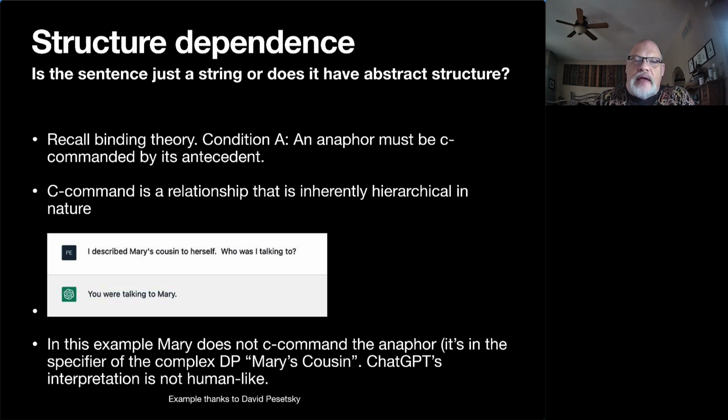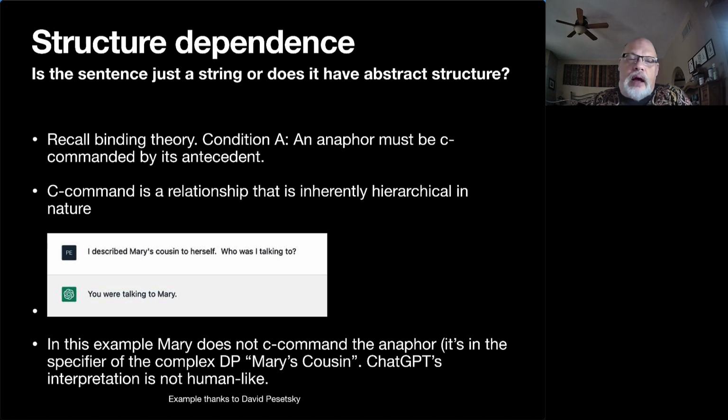So we can ask the question, does ChatGPT have access to abstract structure? Can it draw the same conclusions about the meaning and structure of sentences that we as humans can? So in order to investigate this question, I want to show you a couple of cases where we know that structure helps in the determination of meaning.